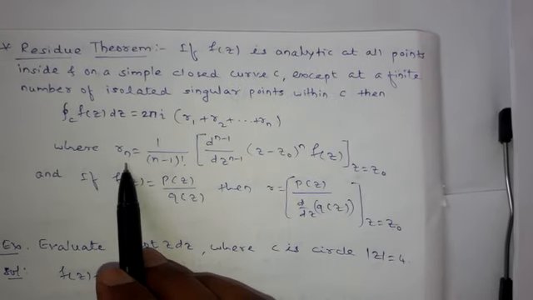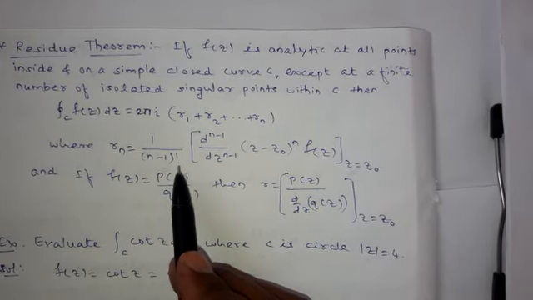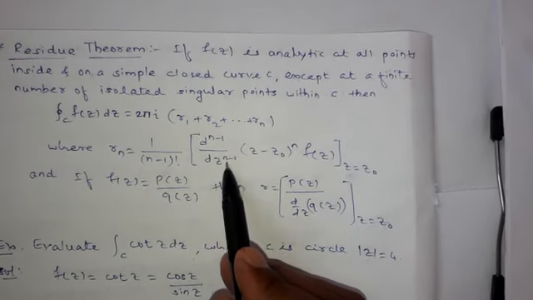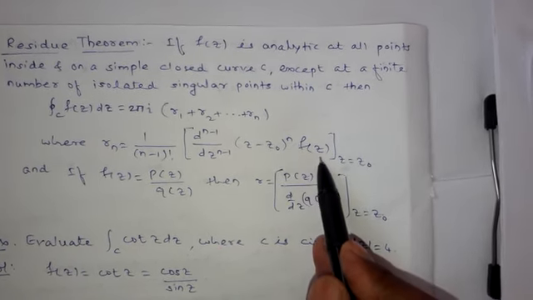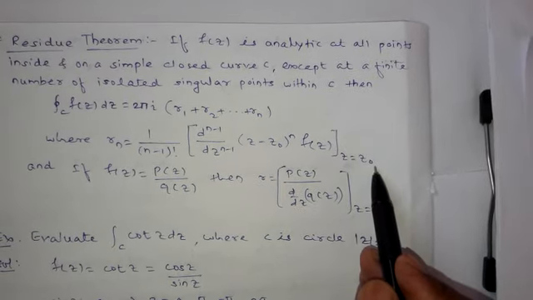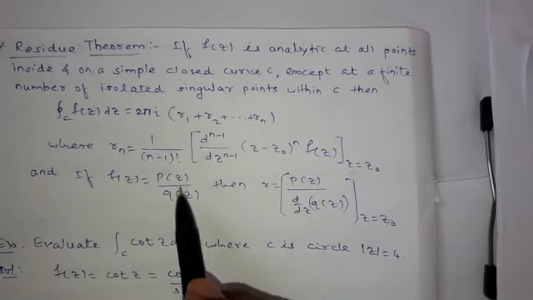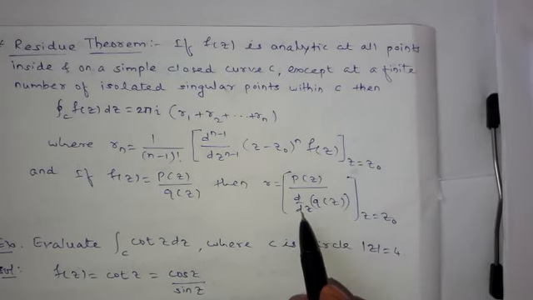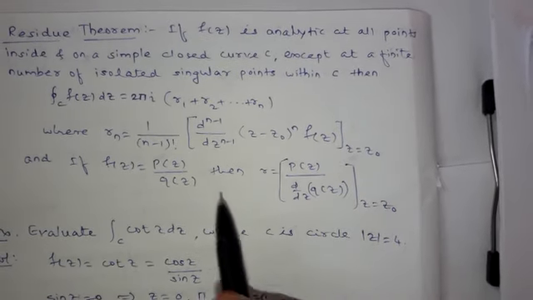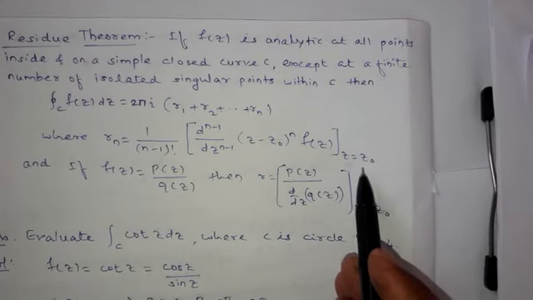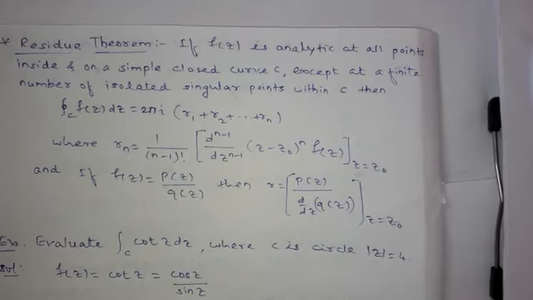And how are we going to find residues? For that, Rn is equal to 1 upon (n minus 1) factorial, d raised to n minus 1 by dz raised to n minus 1, of (z minus z0) raised to n times f of z, at z equal to z0. If our f of z is p of z upon q of z, then this residue becomes r equal to p of z upon d by dz of q of z, at z equal to z0, meaning limit z tends to z0. And we substitute z equal to z0 in the last step after the calculations.